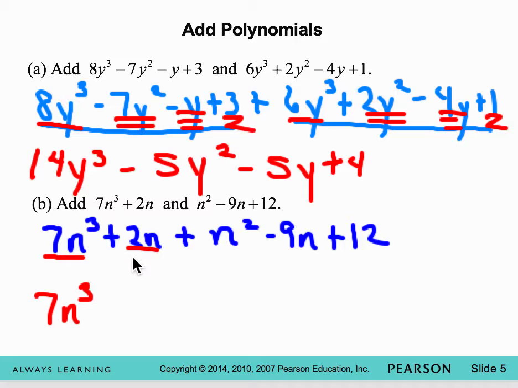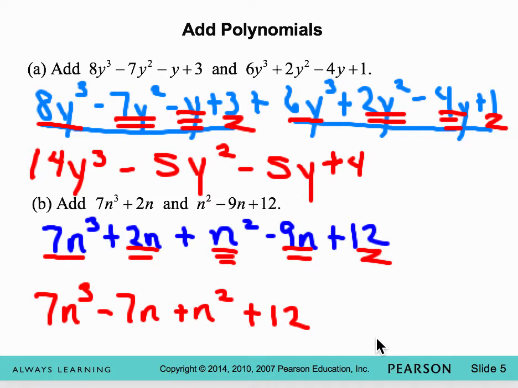Okay, the only thing I can add to this is if there's another n. Oh, here's one. So 2n minus 9n would be minus 7n's. Okay, and here's an n squared. There's not another n squared. And then I can tell that I have not yet taken care of this number, so don't forget to add that.